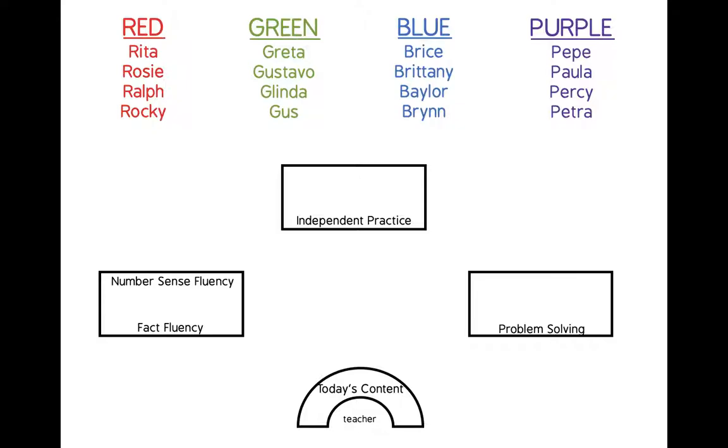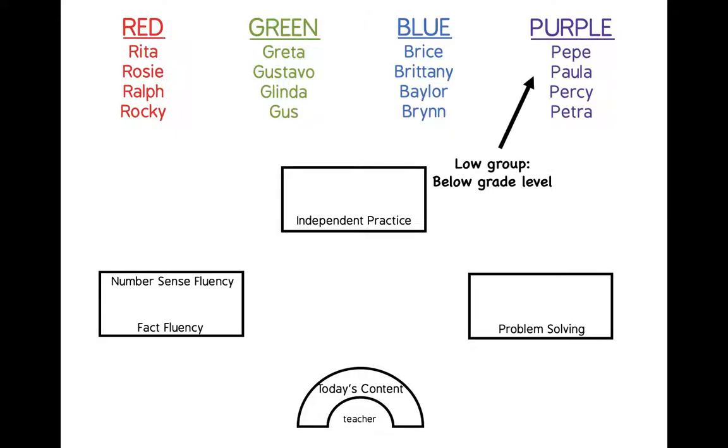You'll also notice that I have 4 lists of students. These are leveled. The red is the highest group. They are above grade level. The green is the medium group. They are working at grade level, as is the blue group, another at grade level group, and the purple group, who are the low group. They're working below grade level.